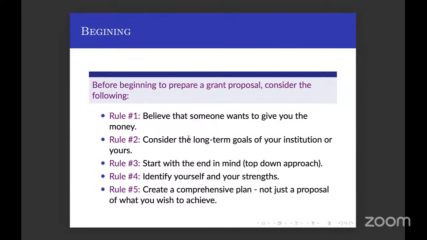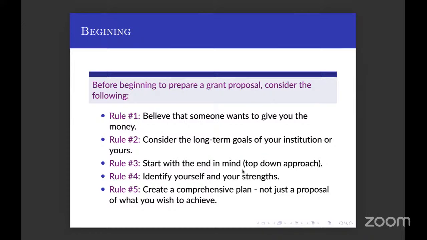Consider the long-term goals of your institution or yours. Always think that if I am applying to this project, how is it going to serve the long-term goals of my institution and me. Start with the end in mind, a top-down approach always. Don't start from scratch writing a literature survey, then taking a research gap, and then framing objectives based on the research gap. This is not the way to do it for research funding. Always find the problem, and then you go back. So a top-down approach has to be there.